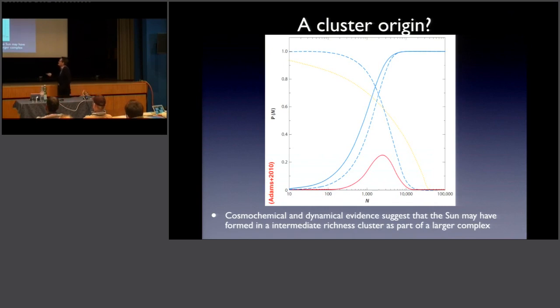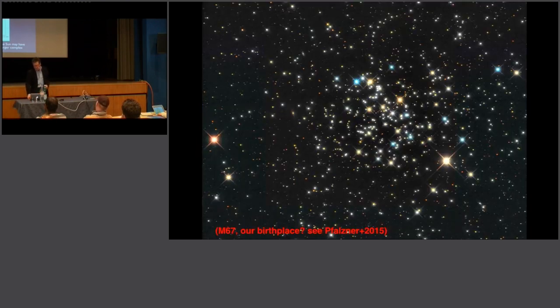Okay, this is from a review by Fred Adams in the Annual Reviews. If you are interested, it explains all the possible things there. So I think, obviously this is still debated, but there is a good fraction of the community that thinks that the most probable explanation for the sun is that we were formed in a moderate cluster, okay?